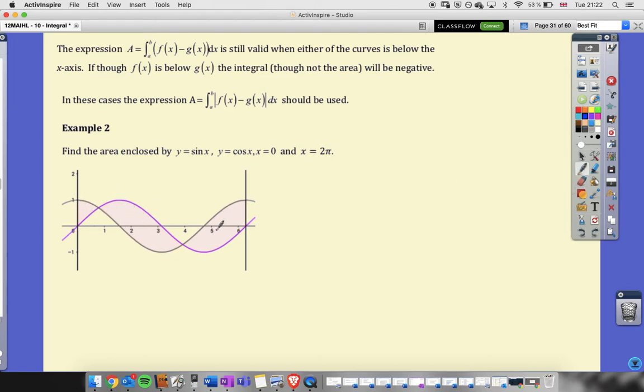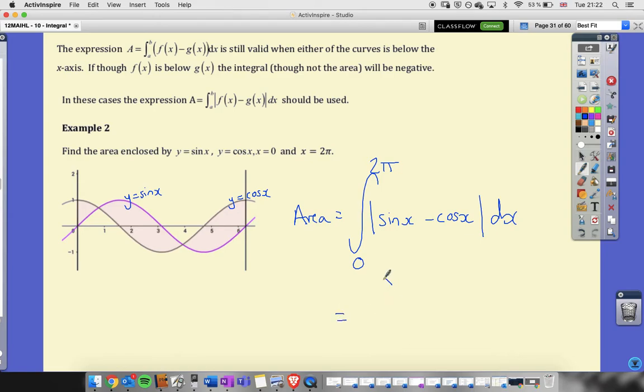So for this example, we've got y equals sine x and y equals cos x. To find our area, we're going from 0 to 2 pi, and we would do the absolute difference, sine x minus cos x. And in fact, that will give us the same answer as if we had done cos x minus sine x. It doesn't matter which way around they go now because of these absolute values.